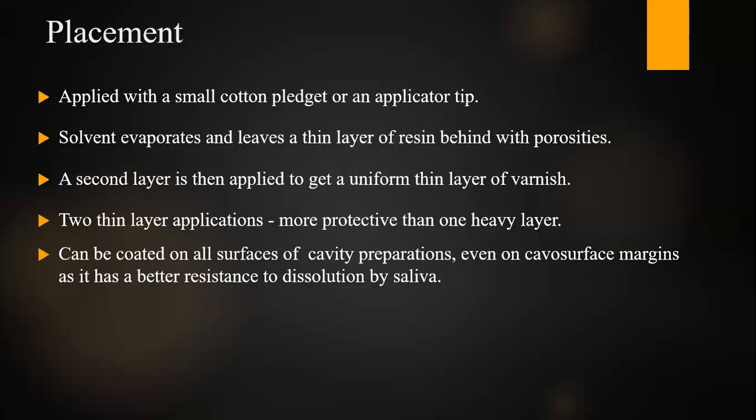Then placement. Varnishes are applied with a small cotton pledget or an applicator tip. The solvent evaporates and leaves a thin layer of resin behind with porosities. A second layer is then applied to get a uniform thin layer of varnish. Two thin layer applications are ideal, which provides more protection than one single heavy layer. Then the varnish can be coated on all surfaces of cavity preparations, even on cavosurface margins, as it has a better resistance to dissolution by saliva.